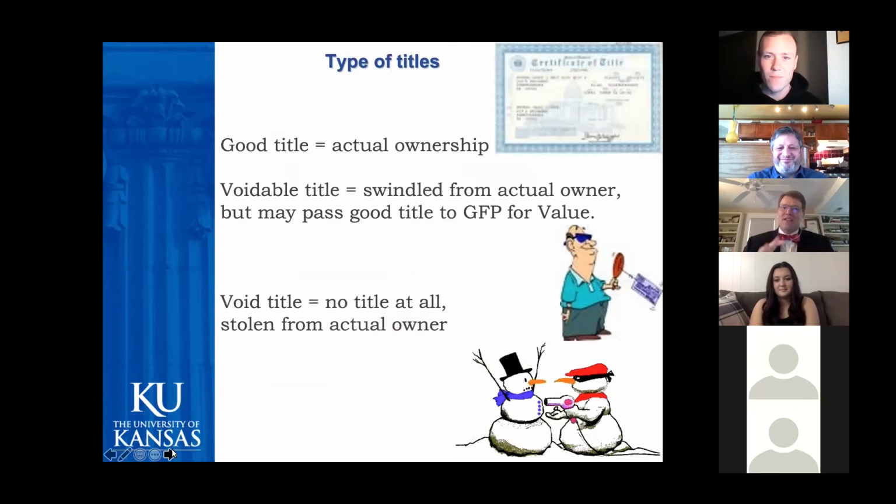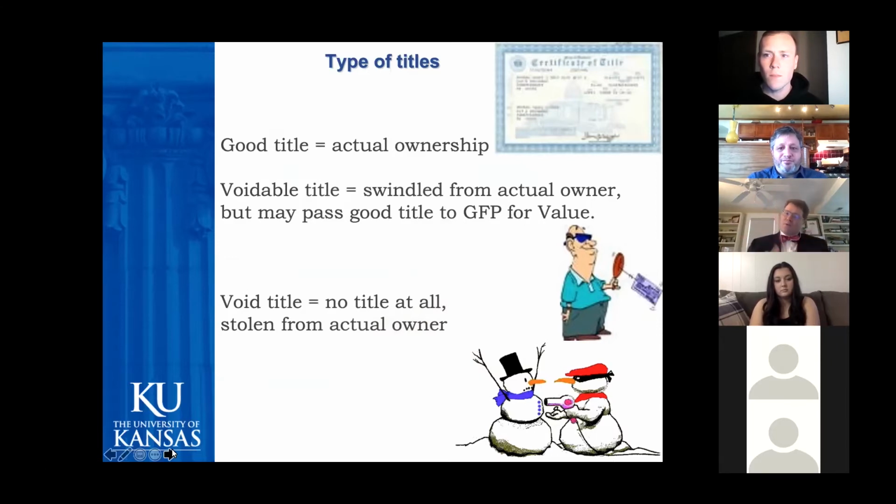So, three different kinds of title. Good title, which just means actual ownership, really owning something. So I have a certificate of title, like you might have with your car. You don't need a certificate to actually own something, but that's just a placeholder for us. So that's what it means to have good title.